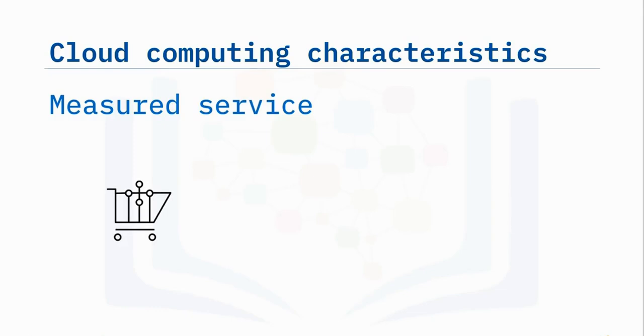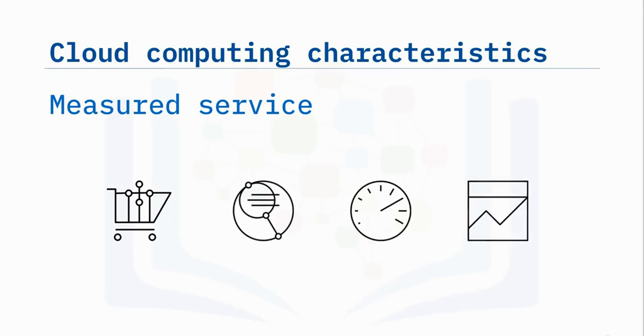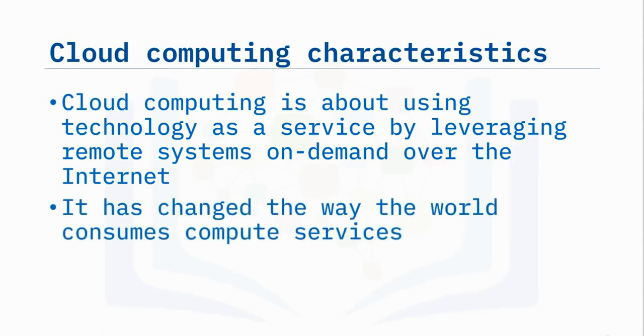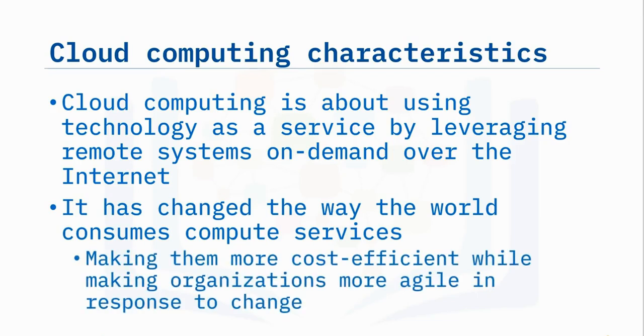And measured service means that you only pay for what you use or reserve as you go. If you're not using resources, you're not paying. Resource usage is monitored, measured, and reported transparently based on consumer utilization. As you have seen, cloud computing is really about using technology as a service, leveraging remote systems on demand over the open internet, scaling up and scaling back, and paying for what you use. And it has changed the way the world consumes compute services by making them more cost-efficient while also making organizations more agile in response to changes in their markets.